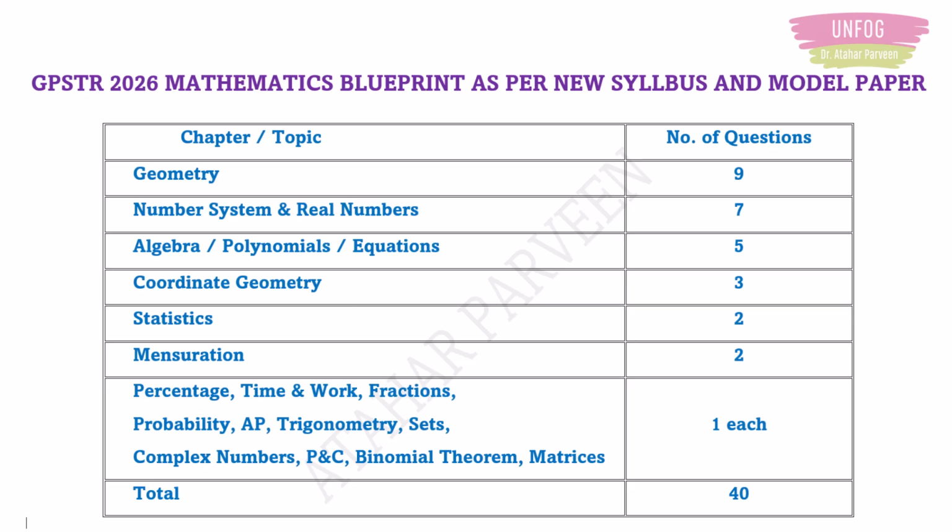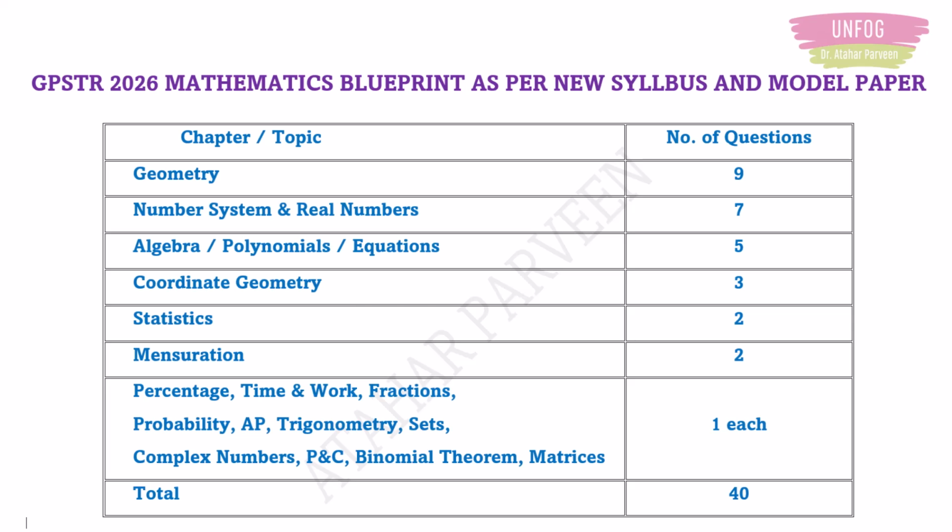The good news is that in the model paper, they have not given questions from the conic section portion, linear inequalities portion or vectors portion. One question they have given from binomial theorem, one from matrices. This is good news because aspirants who have prepared nicely for the old syllabus are very lucky, because the syllabus has not changed so much that you should worry. In fact, the prioritized topics are still geometry, number system, real numbers, algebra, coordinate geometry, polynomials and all that, which were there in the old syllabus also.